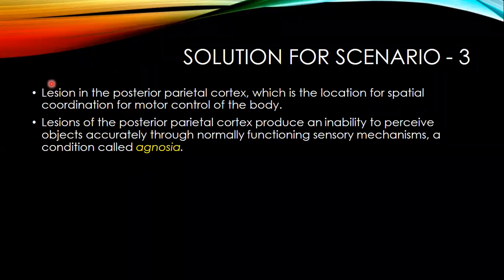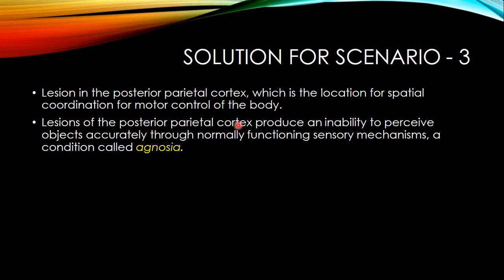So we have a lesion in the posterior parietal cortex. So this posterior parietal cortex is the location where you have spatial coordination for motor control of the body. Since there is a lesion here, he is not able to spatially coordinate the left sides of an object, so he is not able to copy them on paper. So let's look at a little bit more detail about this case.